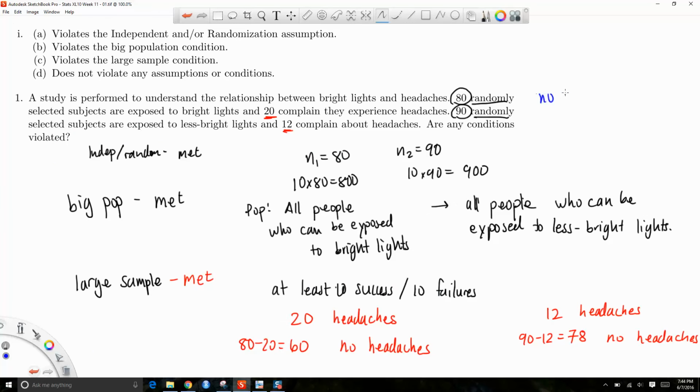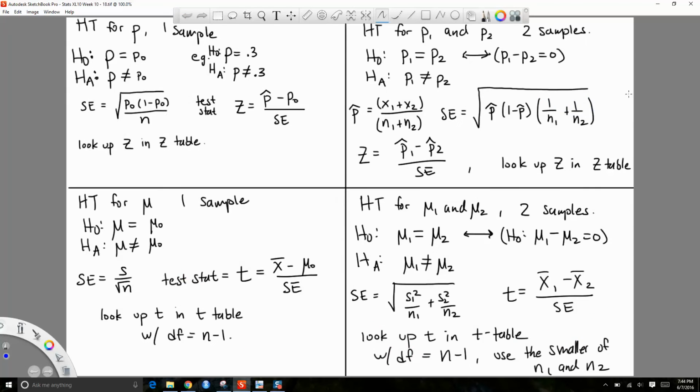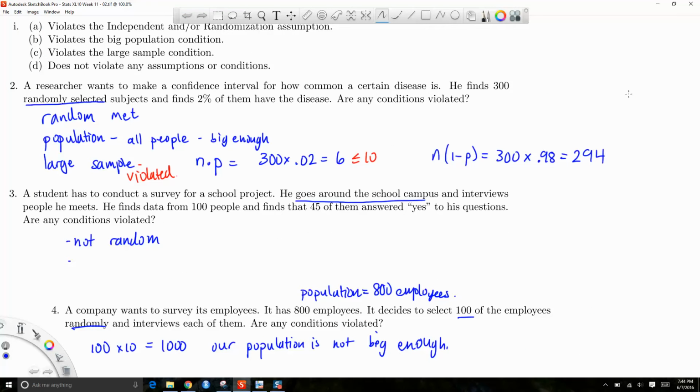The population has to be big enough. The population has to be at least 10 times bigger than the sample. So here the sample was 100 employees. 100 times 10 is 1,000, so the population needs to be at least 1,000. There's only 800 people. So that means we should really only sample like 80 people.